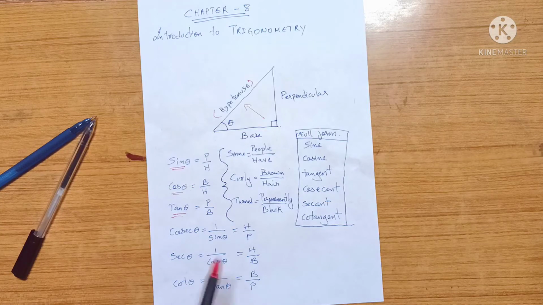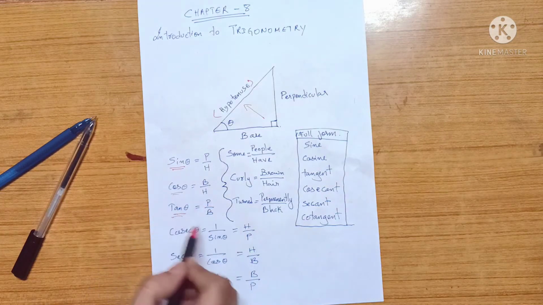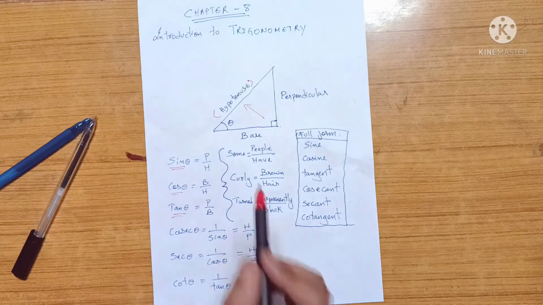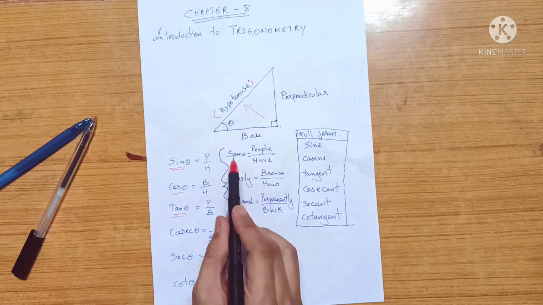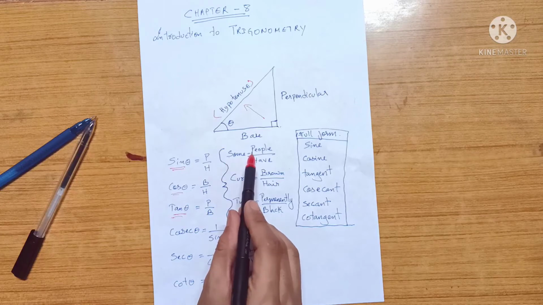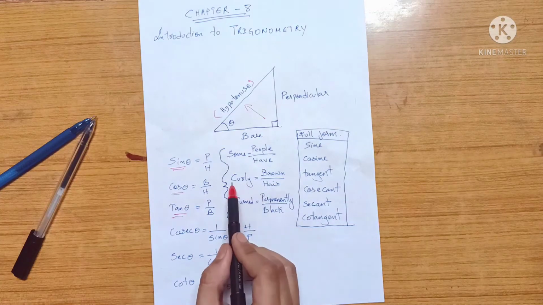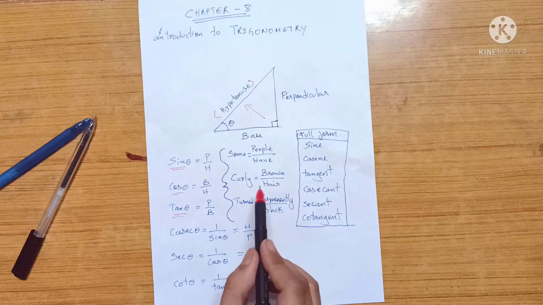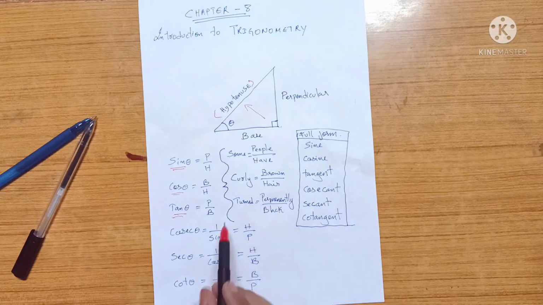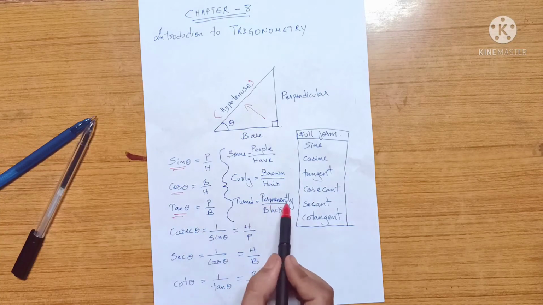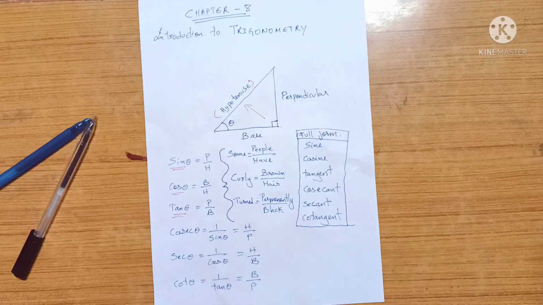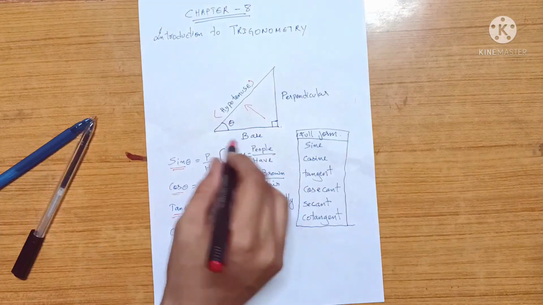But in case you're finding it difficult to memorize this, or you're getting mixed up, then this is a very easy way to memorize it. Some people have: some is sine, people is perpendicular, have is hypotenuse, curly is cos, brown is base, hair is hypotenuse again, turned is tan, permanently is perpendicular, and black is base, the first letters of the words. Okay, so that's what it is.